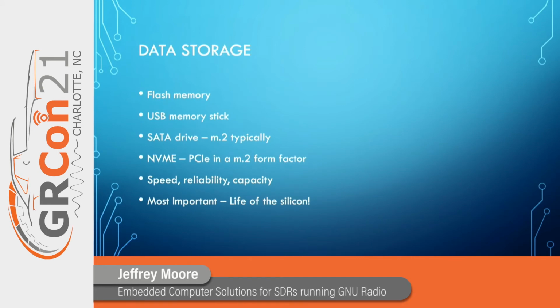In an embedded environment, data storage is always an issue. There are many ways of doing it. You can use flash memory, which are actually just IC chips laid down on a board. The flash memory chips itself. You can do a USB memory stick. You can do a SATA drive, either an external drive with a SATA connector on it in your enclosure, or you can do an M.2 format type drive, which is a little board, or an NVMe drive, which is PCIe format interface in an M.2 format.